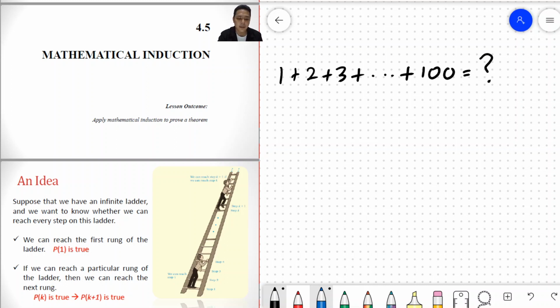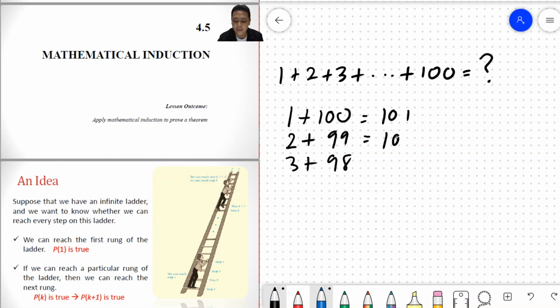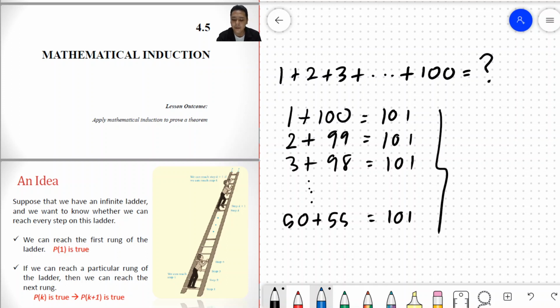200 years ago, approximately, there was a young mathematician known as Carl Friedrich Gauss. He found out that if we add up 1 with 100, 2 plus 99, 3 plus 98, this one equals 101. And you do this up until 50 times. Therefore, there will be 50 times 101, which is equivalent to 5050.